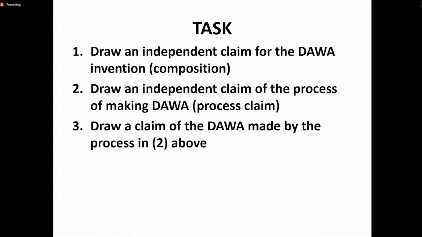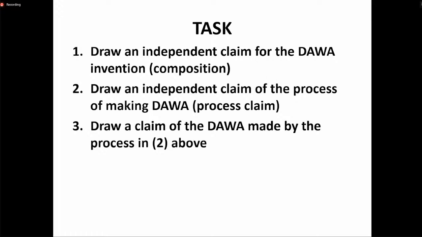So tomorrow morning, can you go to the second slide there? Just project the second slide. That is just the same story we have just talked about. There you have the ingredients, the elements that are involved, and you already know the process. Go to the third slide. So your task is to prepare 3 independent claims for our dawa invention. The first independent claim is about the composition.